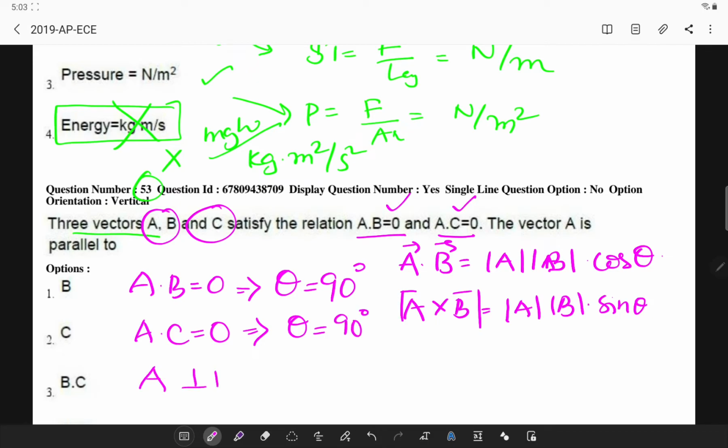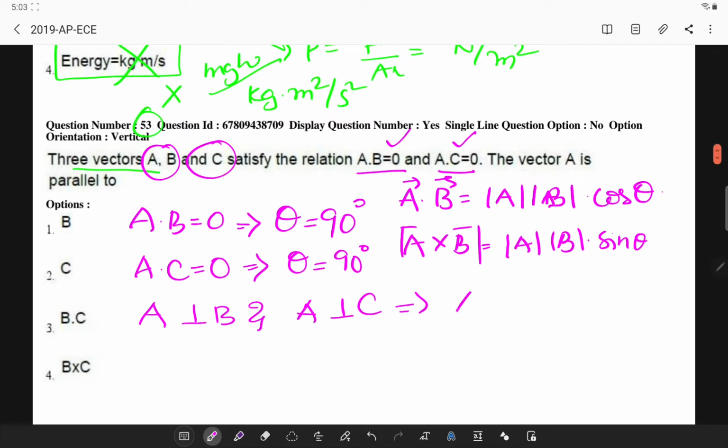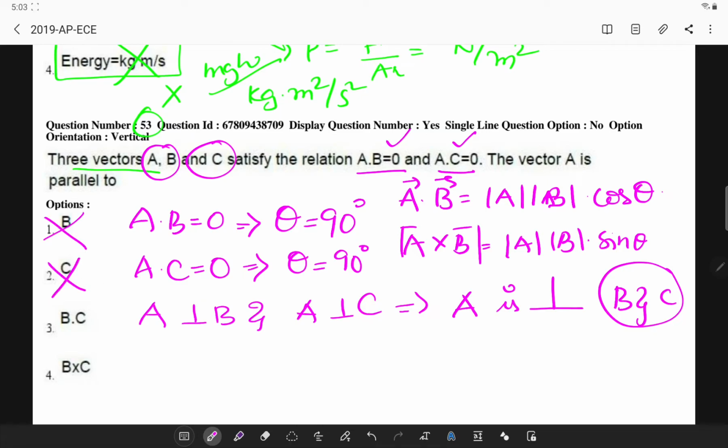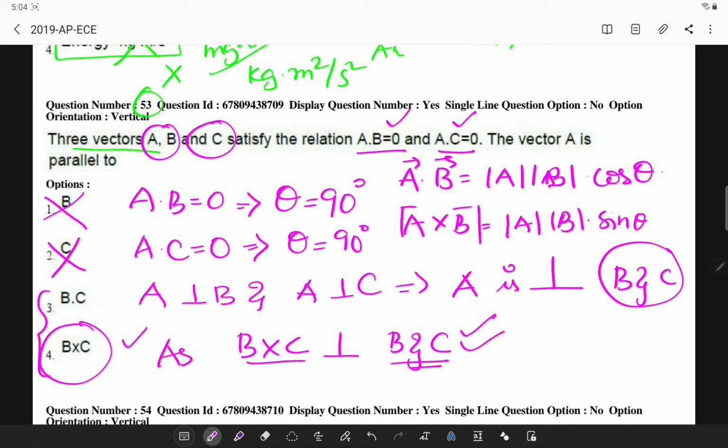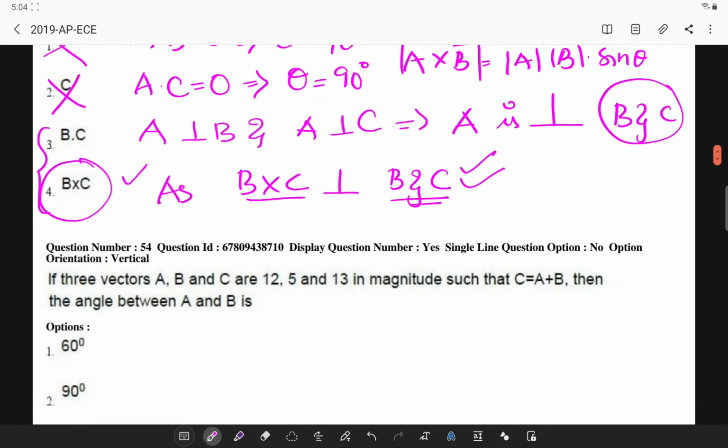Now since a is perpendicular to b and a is perpendicular to c, we can understand a is perpendicular to both b and c. So if you see the options, two options are already eliminated, so we have two options. Now if you observe, b cross c is a vector which is perpendicular to both b and c. So we will be left with the answer b cross c. Next, let's go to the next question.